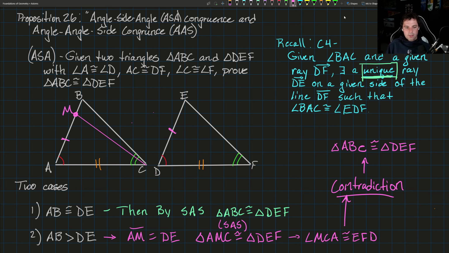So I needed to explain one thing. In this case, we are assuming those two triangles are not congruent.